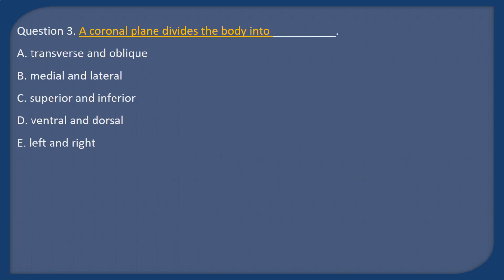Question 3. A coronal plane divides the body in two. A. Transverse and oblique. B. Medial and lateral. C. Superior and inferior. D. Ventral and dorsal. E. Left and right.